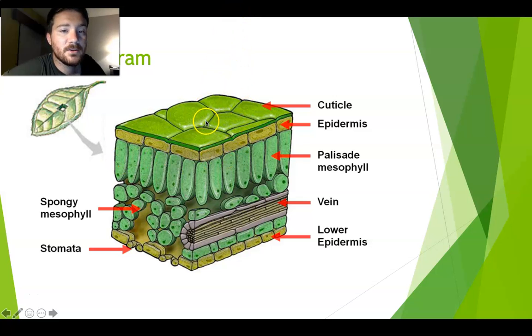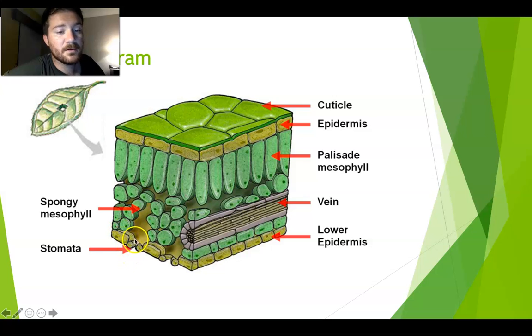Sunlight hits the cuticle, hits the epidermis, and goes through both of those, and hits the palisade mesophyll. And 80+% of the photosynthesis generated by the plant is happening right here in this layer. But underneath the palisade mesophyll is a spongy mesophyll.